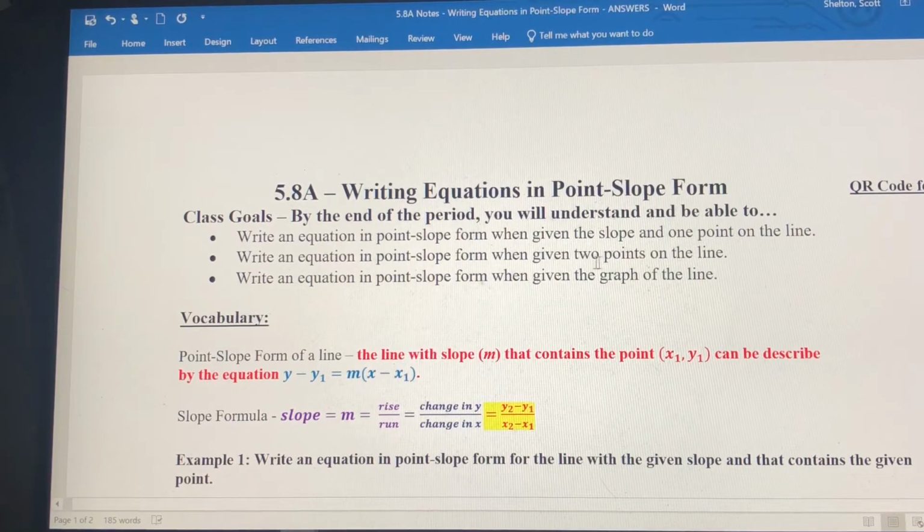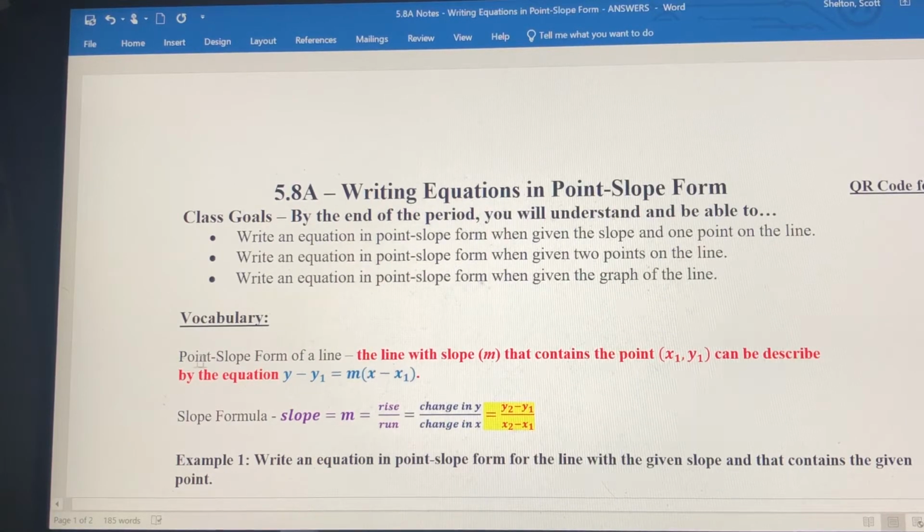Okay, if I'm given 2 points, I have to have the slope. So my first step is always going to be to find that slope. Okay, so I have to have 1 point and I have to have the slope. If I don't have the slope, I have to find it first, okay?